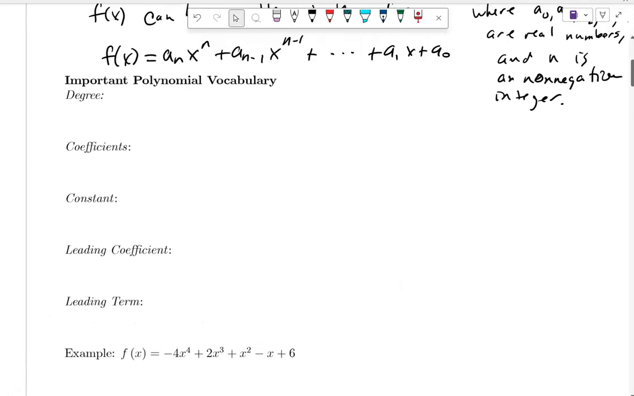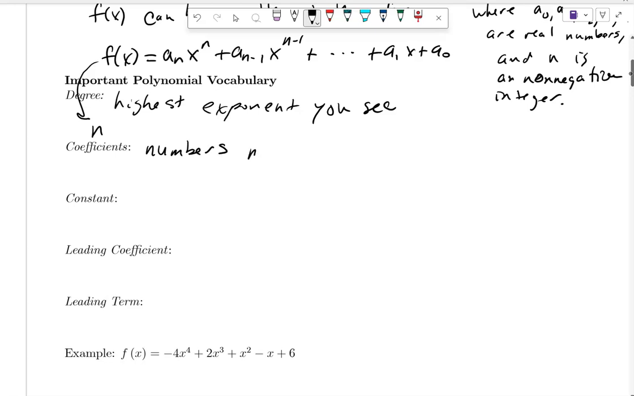All right. So what's some important vocabulary? Do you remember what the degree is? Yeah, the highest exponent on the x you see, right? So in this case, it would be the n, the way I have it written. What are the coefficients? The numbers in front of it. Good. Yeah, the numbers you multiply by the x's.